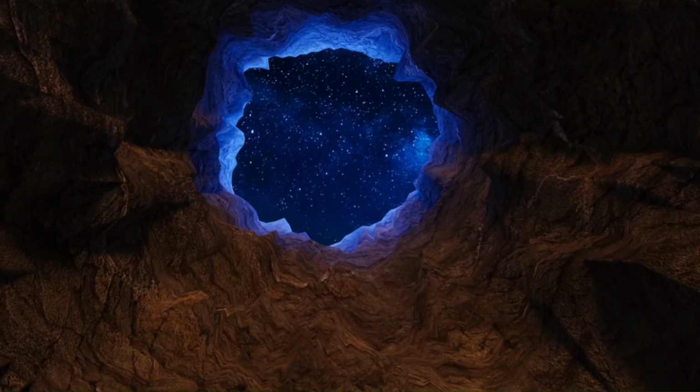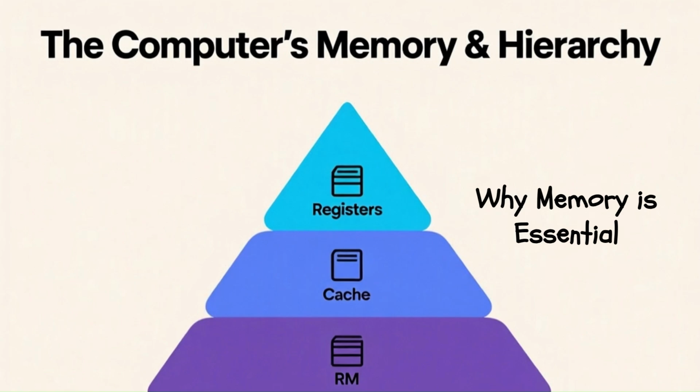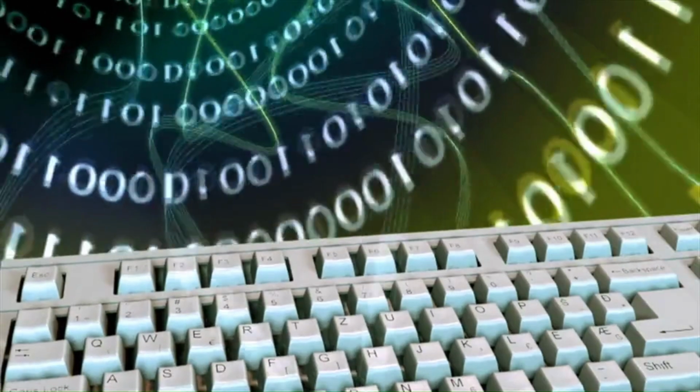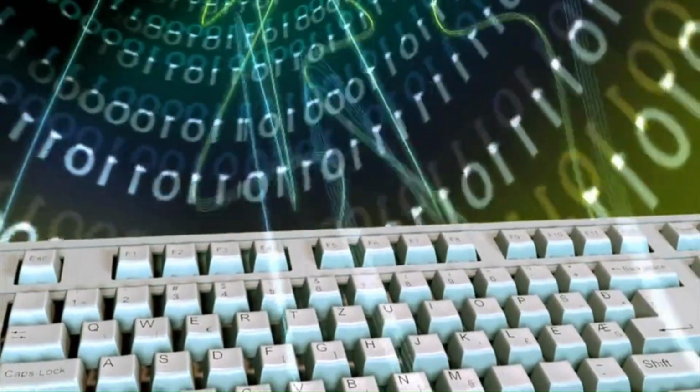Today we're going to explore the world of computer memory and hierarchy. In the last session, we learned that the control unit inside the CPU needs a steady stream of instructions to keep the fetch-execute cycle going. But where do these instructions and the data they operate on come from?